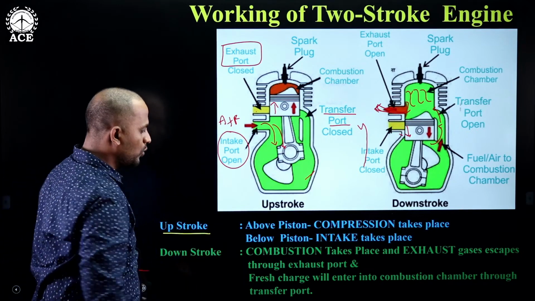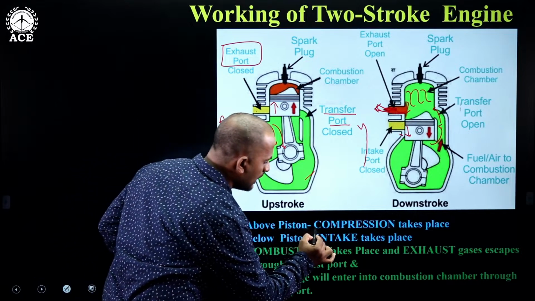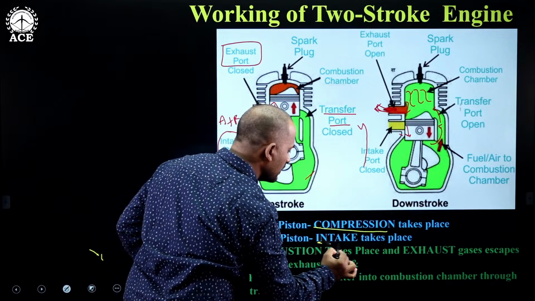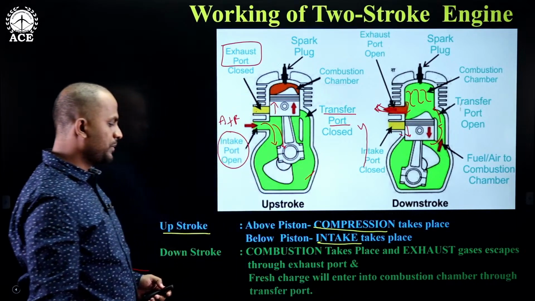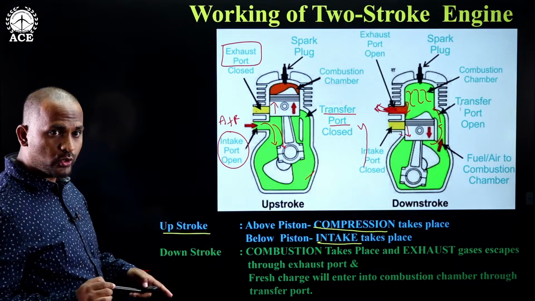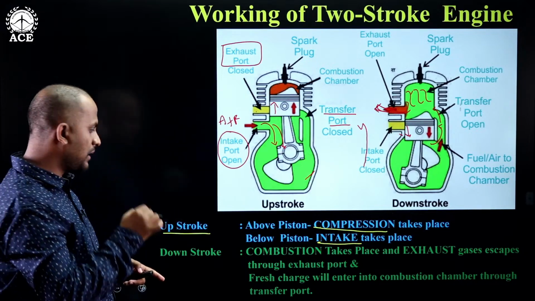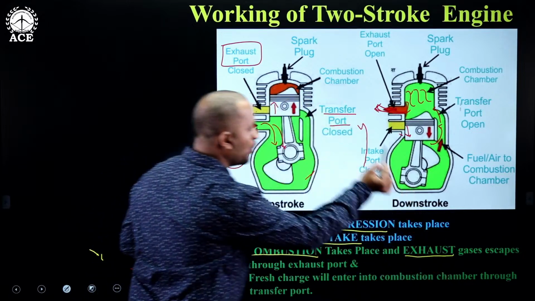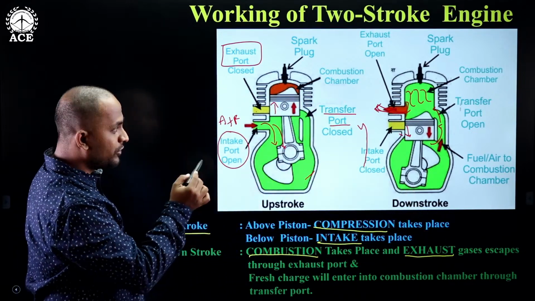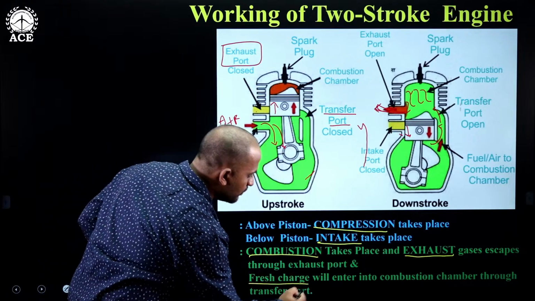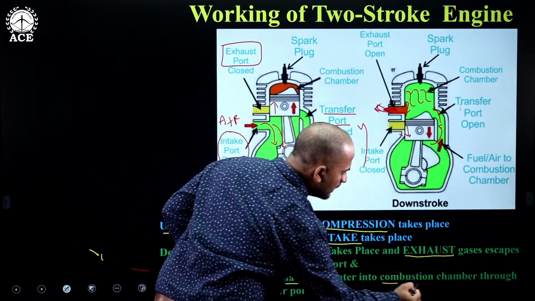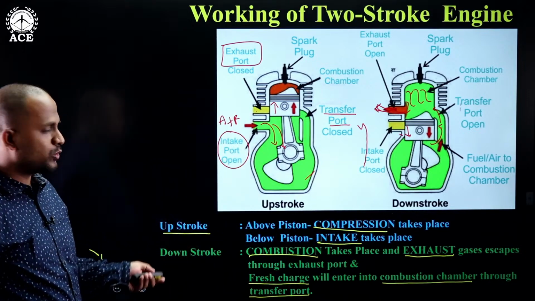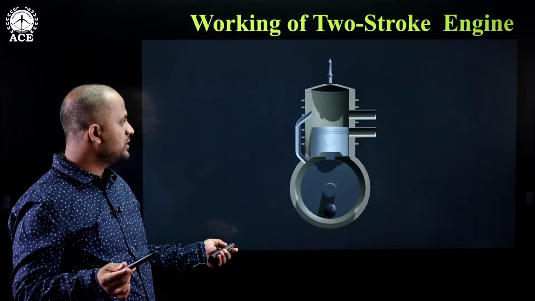That is, in the upstroke, what happens? Above the piston, compression takes place. Below the piston, intake takes place. In the downstroke, what happens? After combustion, first exhaust takes place on the opposite side, and then the fresh charge enters into the combustion chamber through the transfer port. So in this way, the working of the 2-stroke engine takes place.